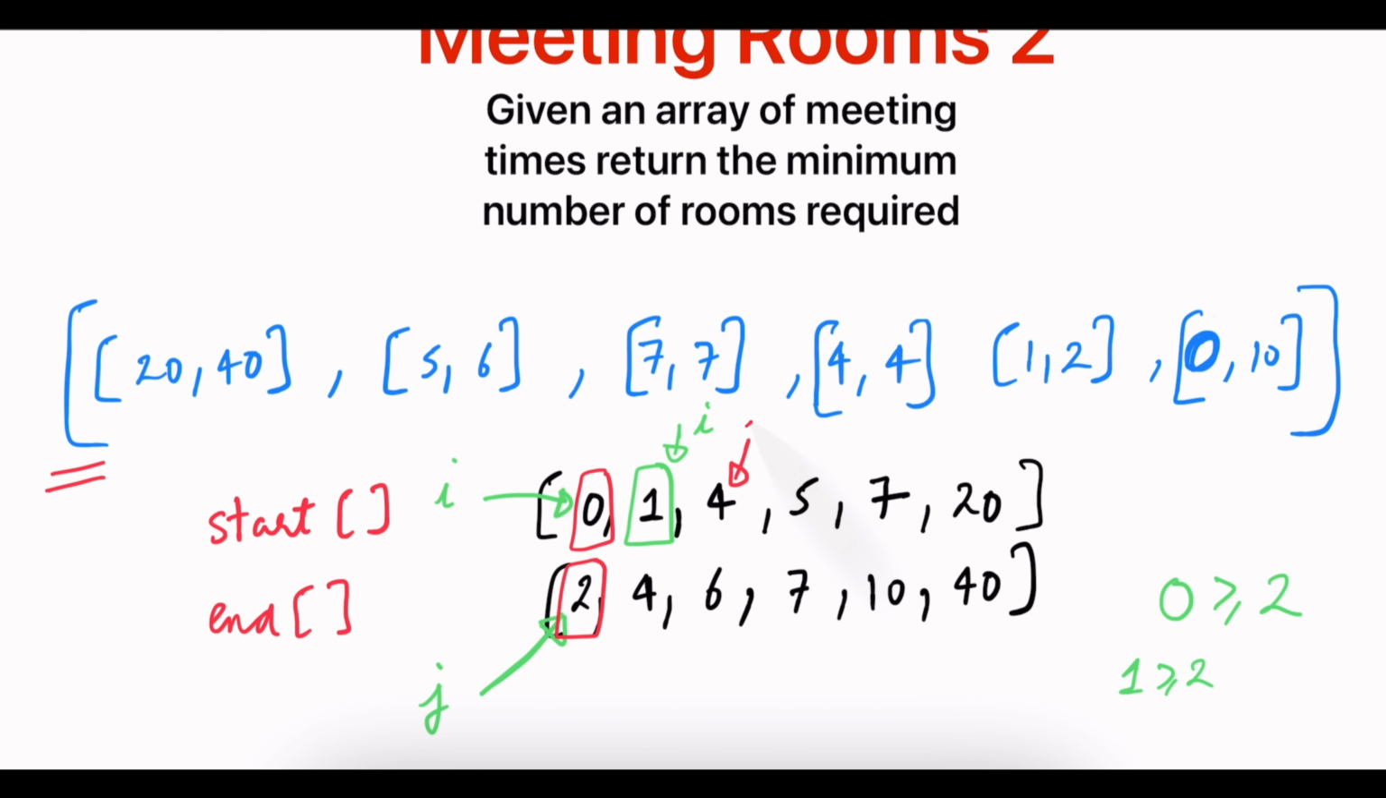So now i is going to point at value 4 and so far the number of rooms required is 2. So now we check again if 4 is greater than or equal to 2. That is true. So now we increment both i and j. So now j is at 4 and i is at value 5. Now we again check 5 is greater than or equal to 4. So this is true. So now we simply increment i and j.